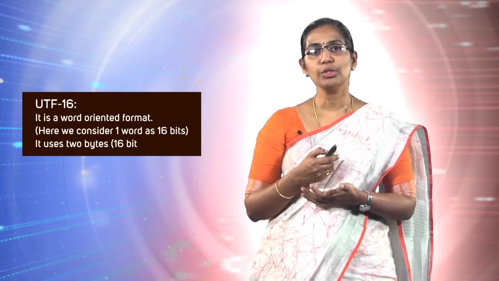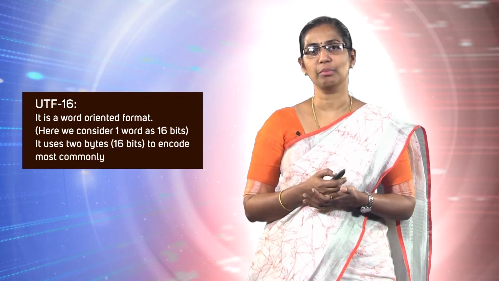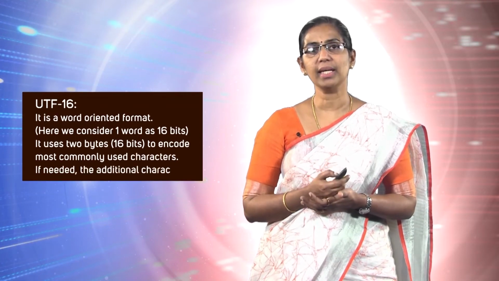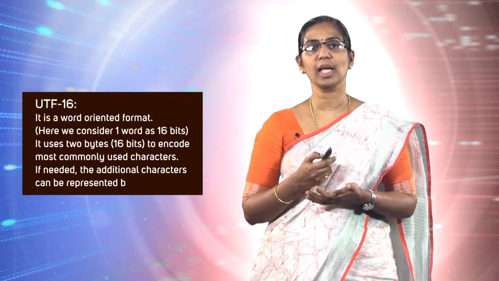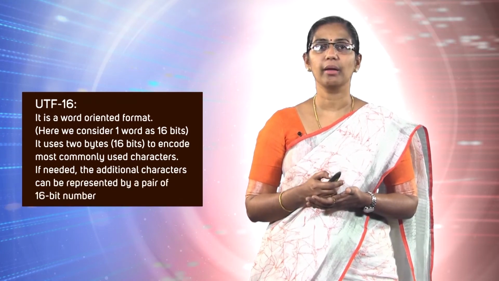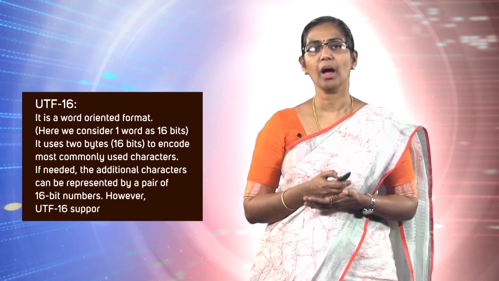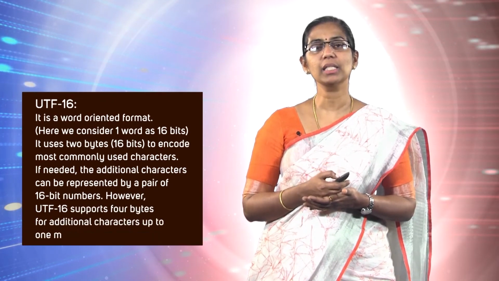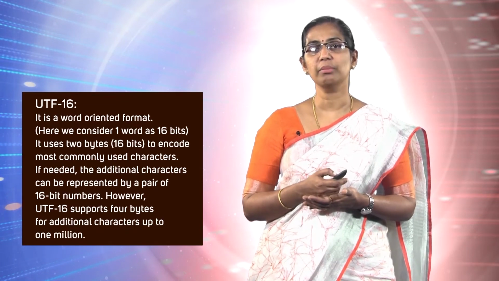Another encoding form is UTF-16. It is a word oriented format. Here we consider one word as 16 bits. It uses 2 bytes, that is 16 bits, to encode most commonly used characters. If needed, the additional characters can be represented by a pair of 16-bit numbers. However, UTF-16 supports 4 bytes for additional characters up to 1 million.